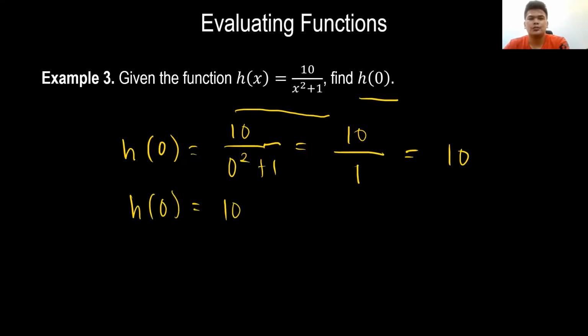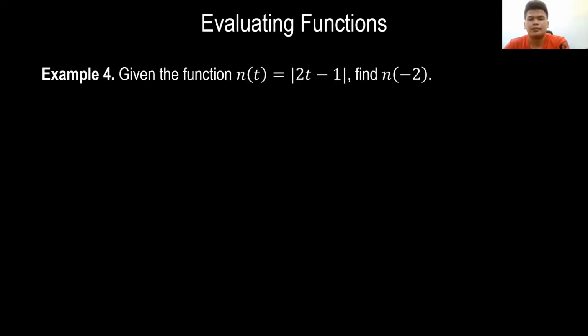So therefore, our output when x is equal to 0 is equal to 10. So that's it. So let's proceed to our fourth example. Here we have the given function n of t is equal to the absolute value of 2t minus 1. Find n of negative 2. So here, our function is defined as n of t is equal to the absolute value of 2t minus 1. And we try to evaluate this function when t is equal to negative 2. So here we have n, open parentheses. Then we take the value of our t, which is equal to negative 2. Then we substitute negative 2 to the t variable of our given function.